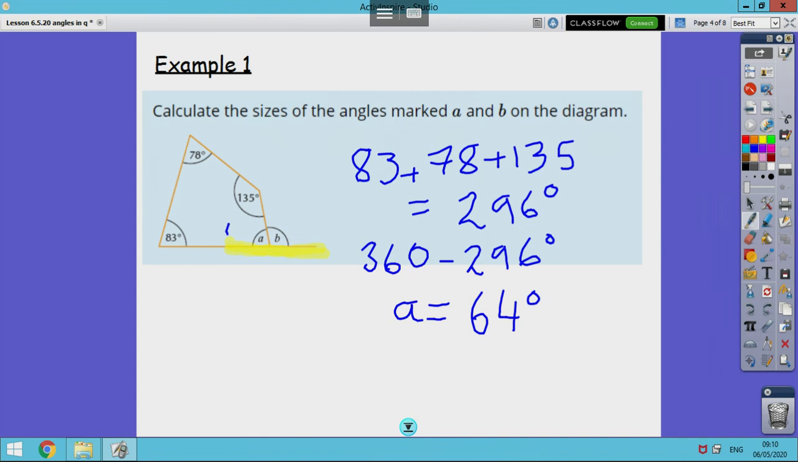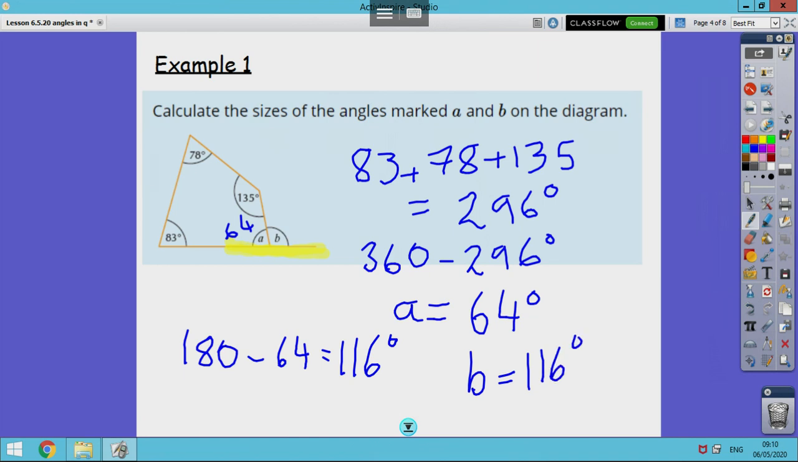Well, we know one of them. We know one of them is 64. So what's the other one got to be? Well, the way we can find out is 180 minus 64. And that gives us 116 degrees. So B is 116 degrees. Okay, so there's our two answers here. A is 64 and B is 116 degrees.